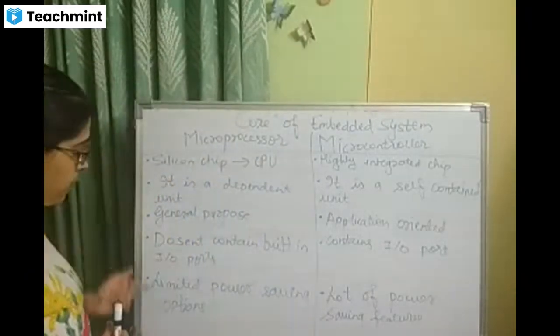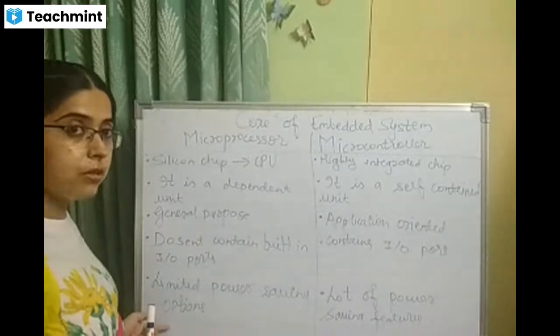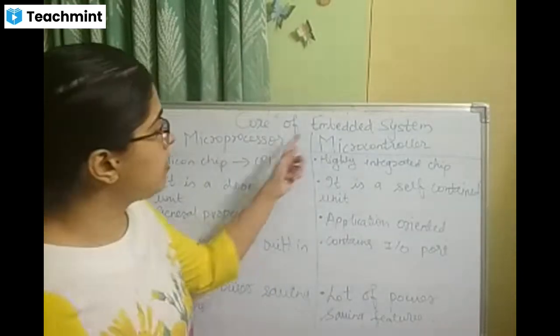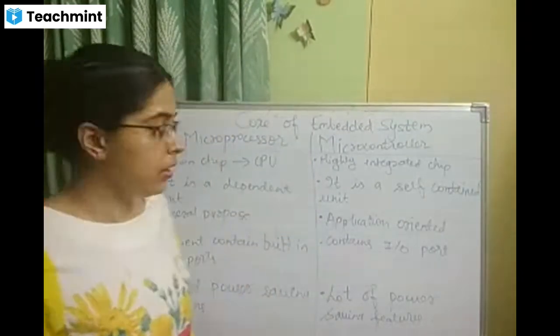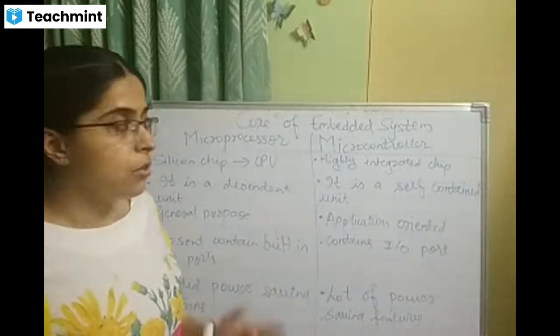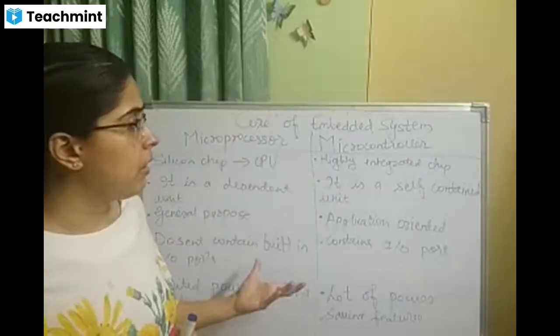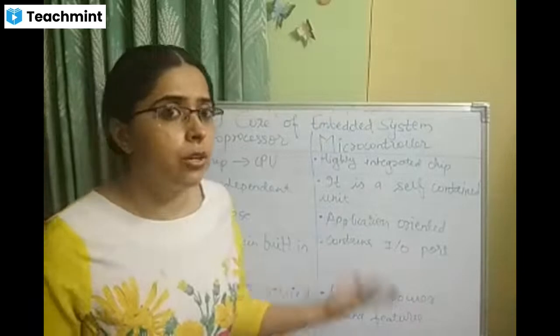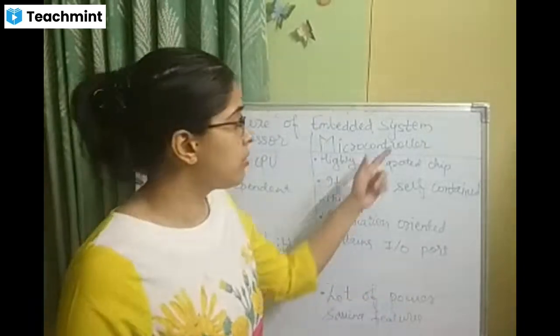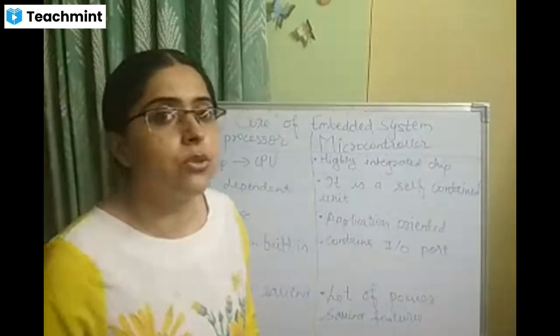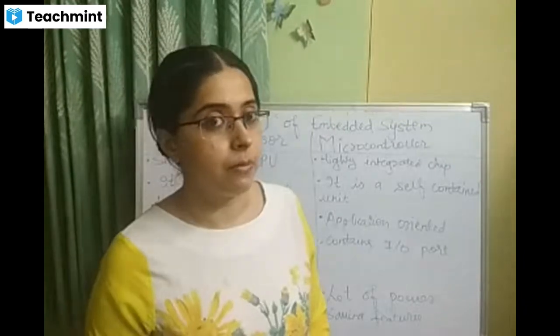Now, a microprocessor has limited power saving options compared to a microcontroller, whereas a microcontroller has a lot of power saving features. So because of these reasons, a microcontroller is obviously a better option than a microprocessor, and we mostly use a microcontroller as the core instead of a processor.